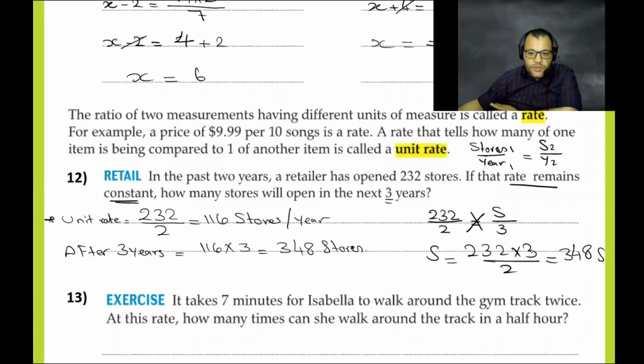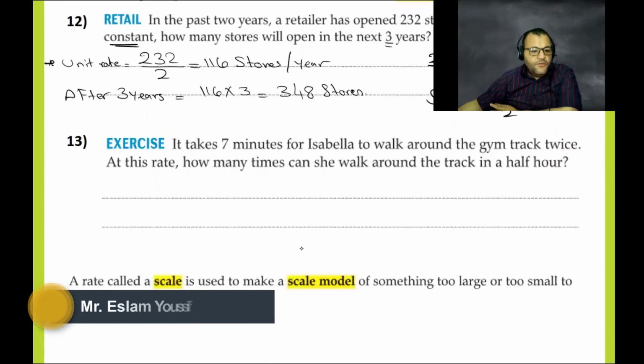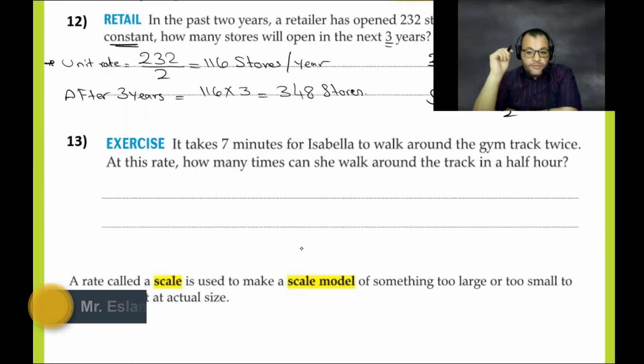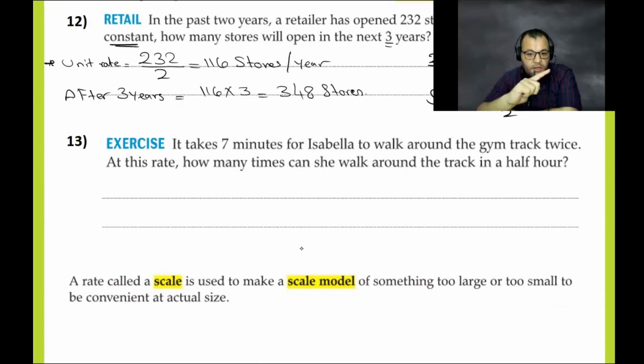Any problem for this one? No. Okay. So now the exercise: it takes 7 minutes for Isabella to walk around the gym track twice. At this rate, how many times does she walk around the track in half an hour? Can I solve this one? Okay, solve with me.